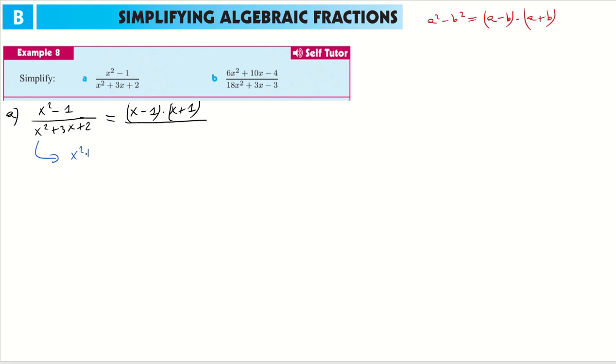So x squared plus 3x plus 2 is equal to. So the sum p plus q should be equal to the 3, and the product should be equal to 2. So I need two numbers. The sum of those two numbers is equal to 3, and the product is equal to 2.